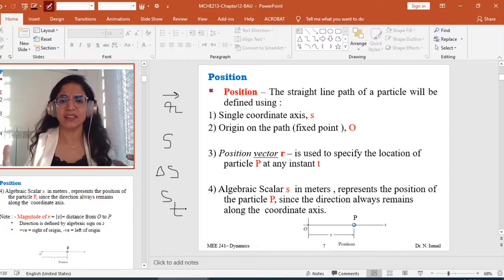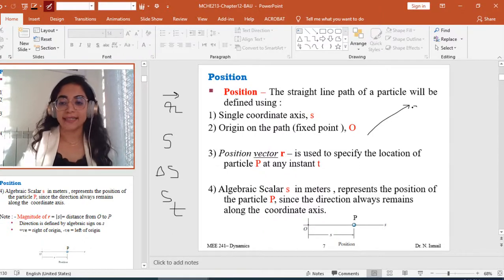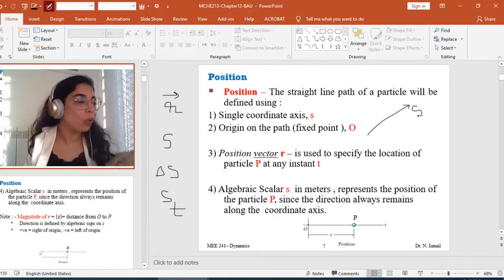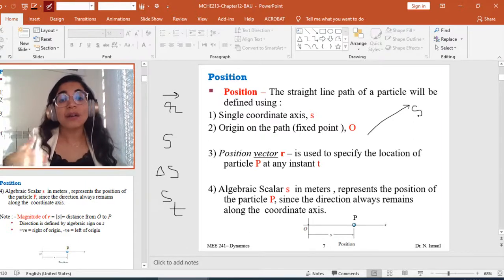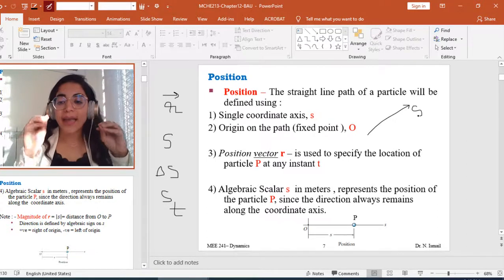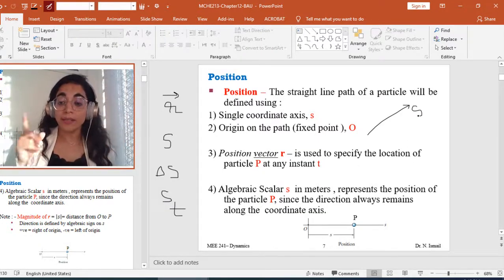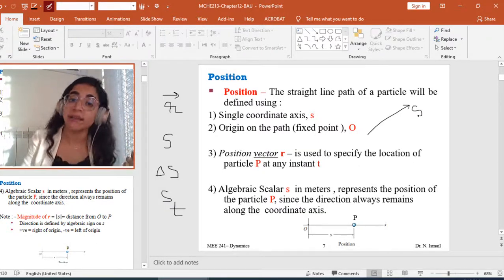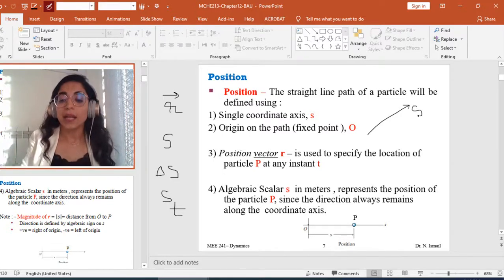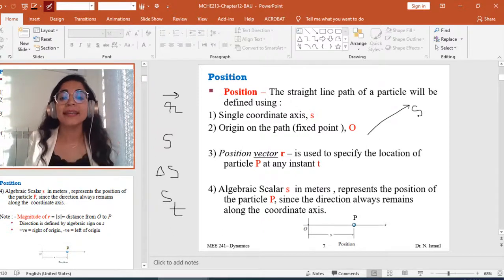Now, how to indicate this position vector? I should, of course, have an axis. So let's say this is a straight axis. I'm gonna call it S, like X or Y. But I will call it S because it could be oblique, unlike X, which is horizontal, and Y, which is vertical. But this doesn't mean that S could not be horizontal or vertical. It could be. Now, I'm going to call this axis S, and it is a single coordinate axis.